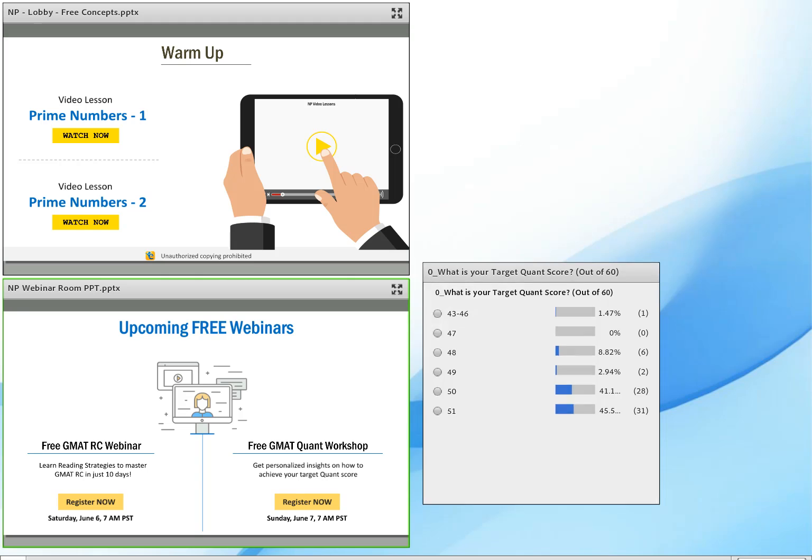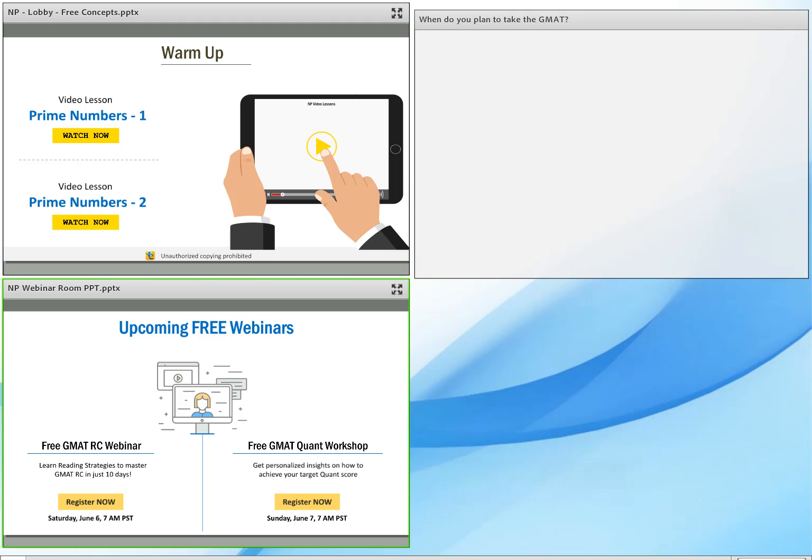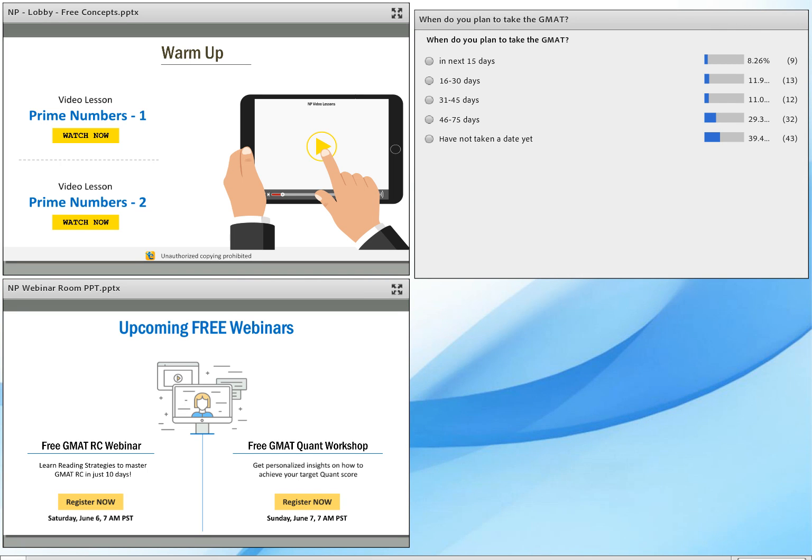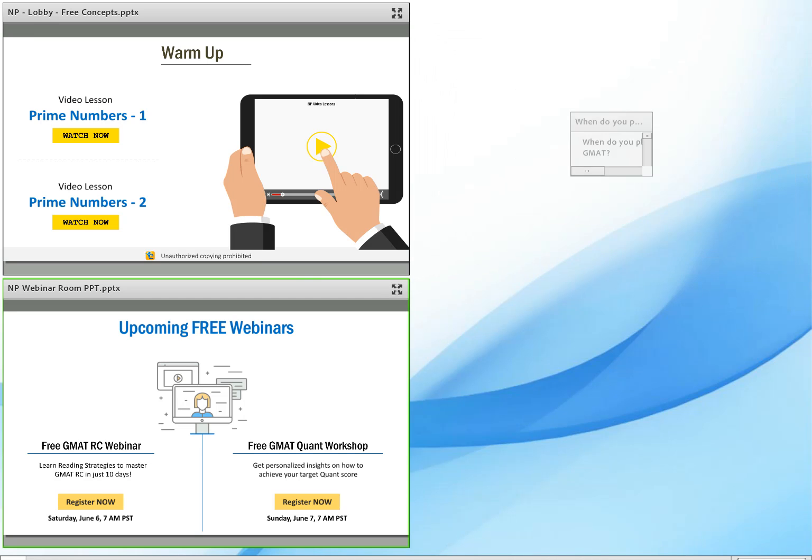And just to understand the kind of time you have as a group, what we see is about 40% of you haven't taken a date as of yet. Another 30% are in that 46 to 75 day bracket. So that counts for about 70% of the class, give or take. And then the remaining 30% are in that 0 to 45 days bracket.